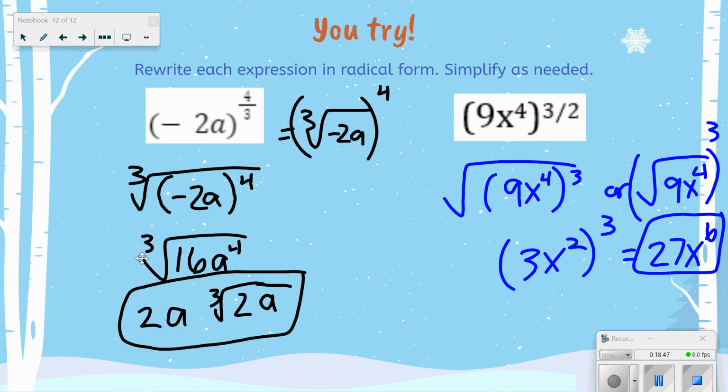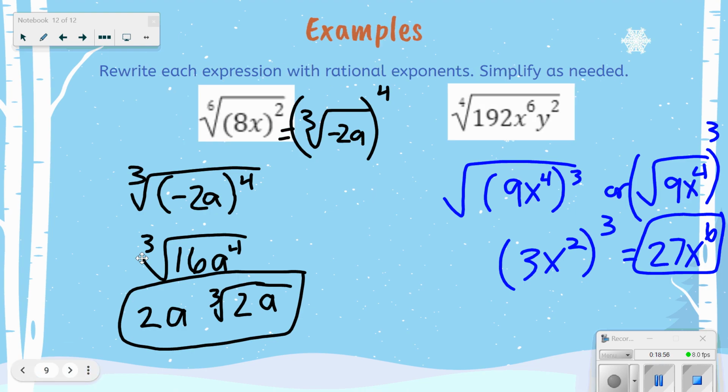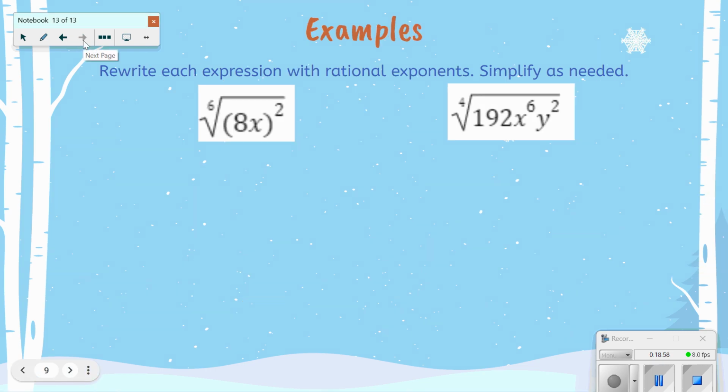Alright, what other questions do you guys have here? So we're going to do this, but just go the opposite way now, in the sense of we're going to now start with our radicals and rewrite with rational exponents. So if I see rational exponents, what does that mean my answer needs to look like? Fraction exponents. So why don't you guys take a minute, jot these two down, and then we'll go through them.